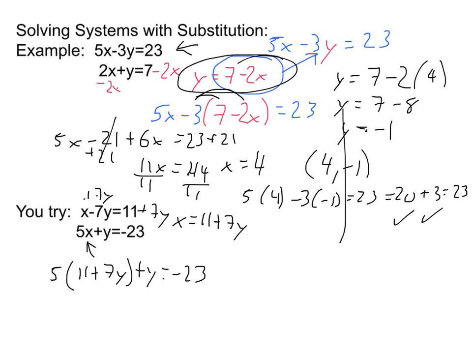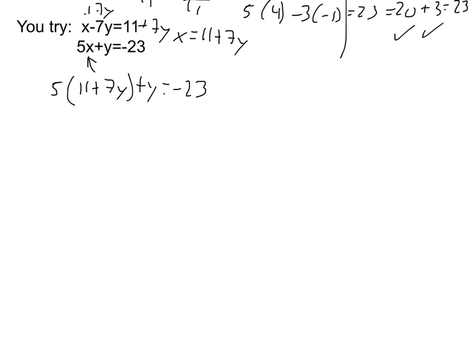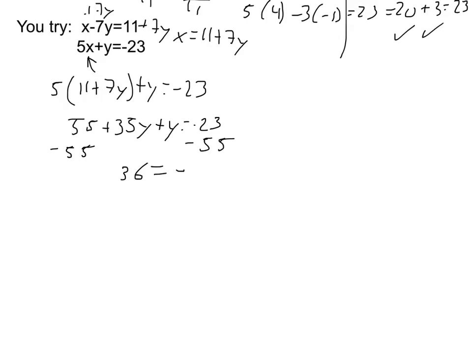Okay, from here I'm going to move everything up a little so I can use more space. So that's 11 times 5 is 55, plus 5 times 7 is 35y, plus y equals negative 23. Okay, I need to move that 55 over, so subtract it from both sides. That's 36y equals negative 78. Okay, I hope that wasn't 36, sorry.